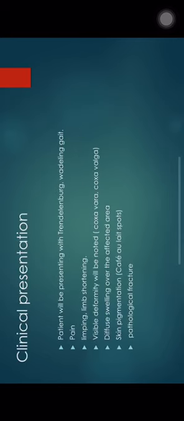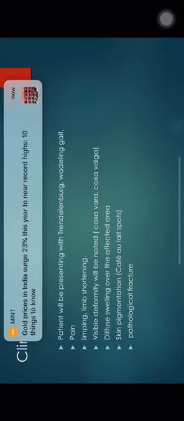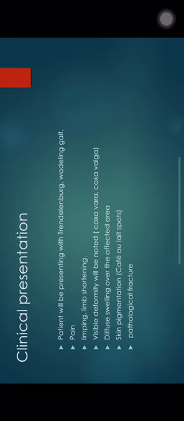Clinical presentation. A patient will be presenting with Trendelenburg gait and waddling gait. Some patients are asymptomatic. Some patients will be presenting with pain, limping, shortening, and visible deformities like coxa vara or coxa valga deformity, with diffuse swelling over the affected area, skin pigmentation like a café-au-lait spot, which is characteristically seen in McCune-Albright syndrome, and pathological fractures.